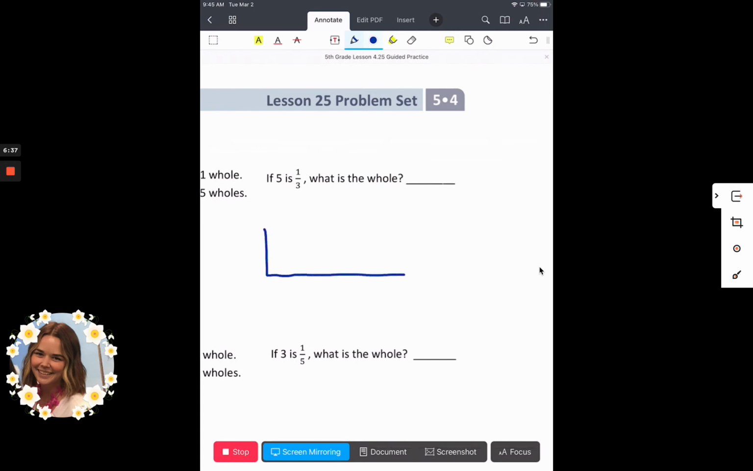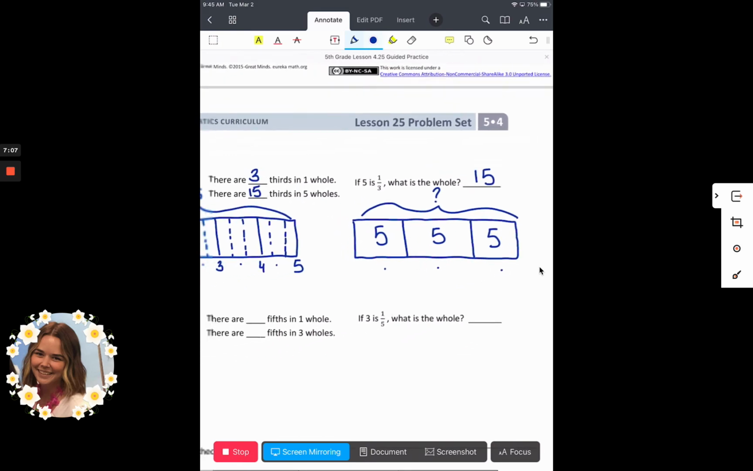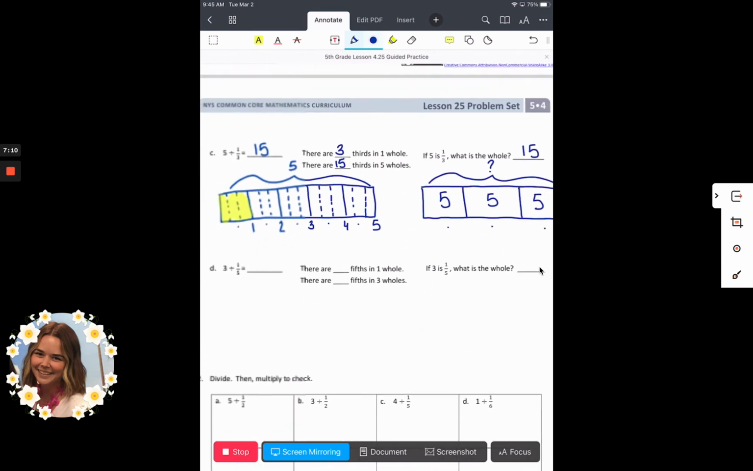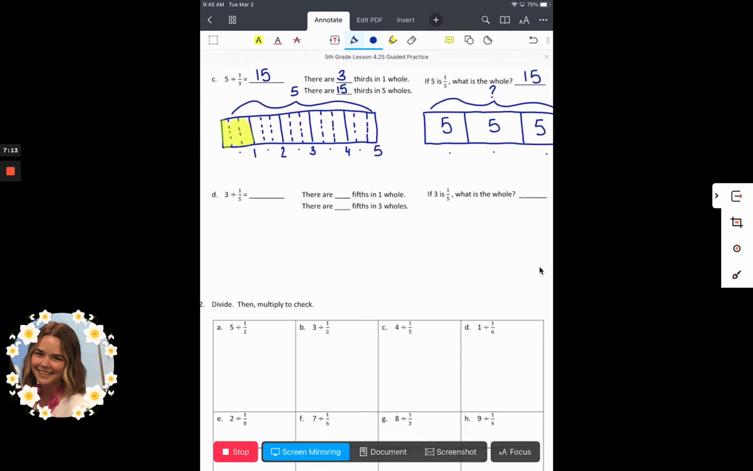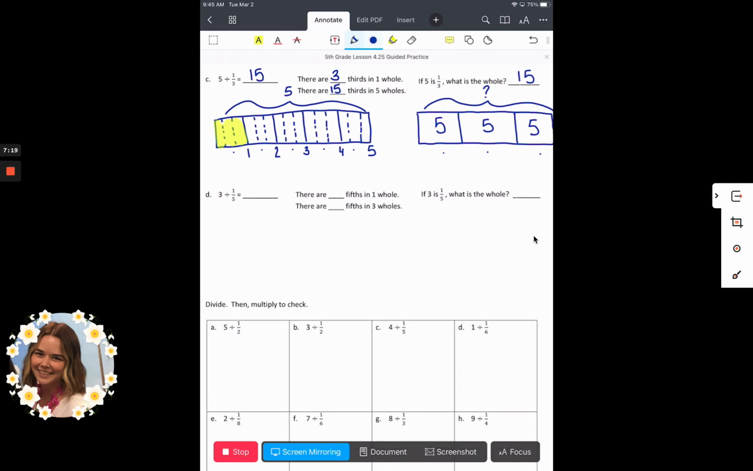So on the opposite side of that, our other way that we can think about this is we don't know what the whole is, but 1/3 of it is 5. So that means that these other pieces are also 5. So if we count by 5s, 5, 10, 15, our whole is 15. So let's look at one more. I want you to pause again, try both sides of this, and then unpause and check your answer.